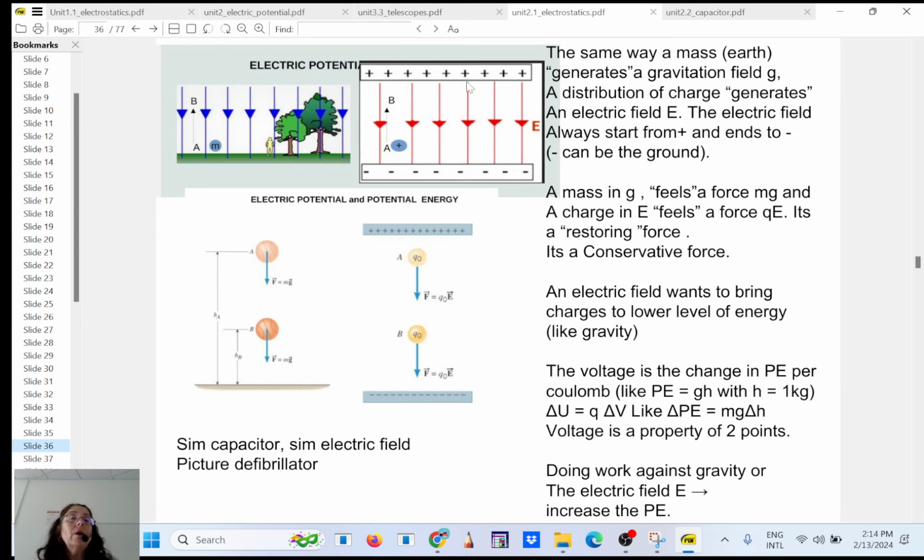Likewise, if you have, for example, two plates here, so this is called a parallel plates capacitor, or just two plates here, you see one is charged positively, one is charged negatively. You're going to have an electric field in between because electric field is trying to bring the plus and the minus together again. Okay, its goal is to lower the potential energy. So it's trying to take this plus, pull it to the minus.